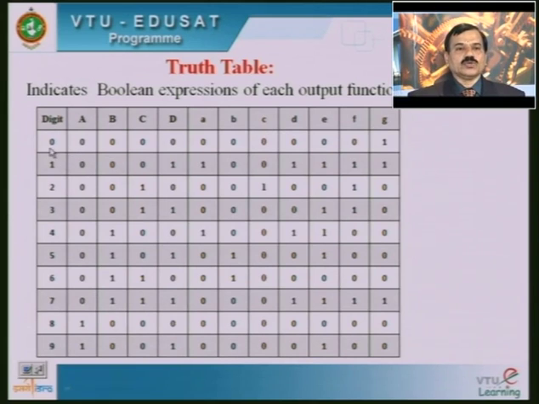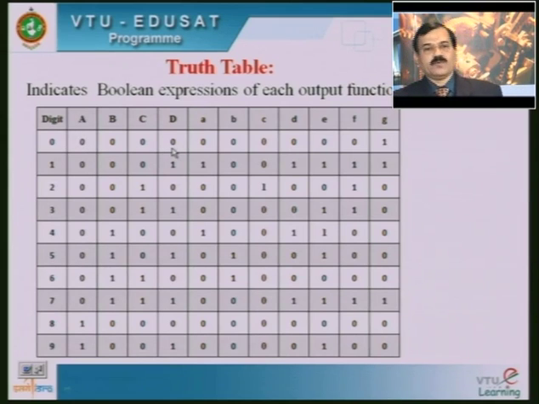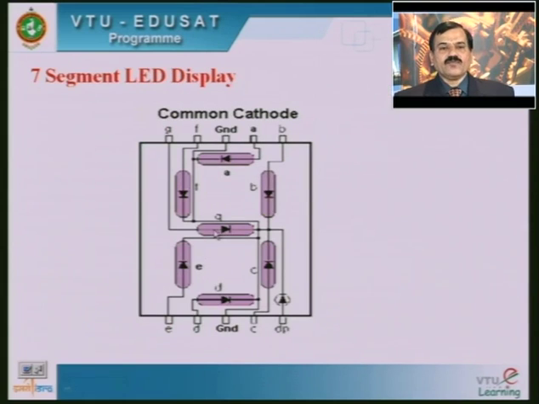So now if you want to generate 0, then all A, B, C, D inputs must be equal to 0, and here only the G should not glow. In this case G should not glow. If G is not going to glow, then obviously we are going to get only the glowing of the other 6 LEDs, and those 6 LEDs are going to give the effect of the 0 that we are going to see in the next slide.